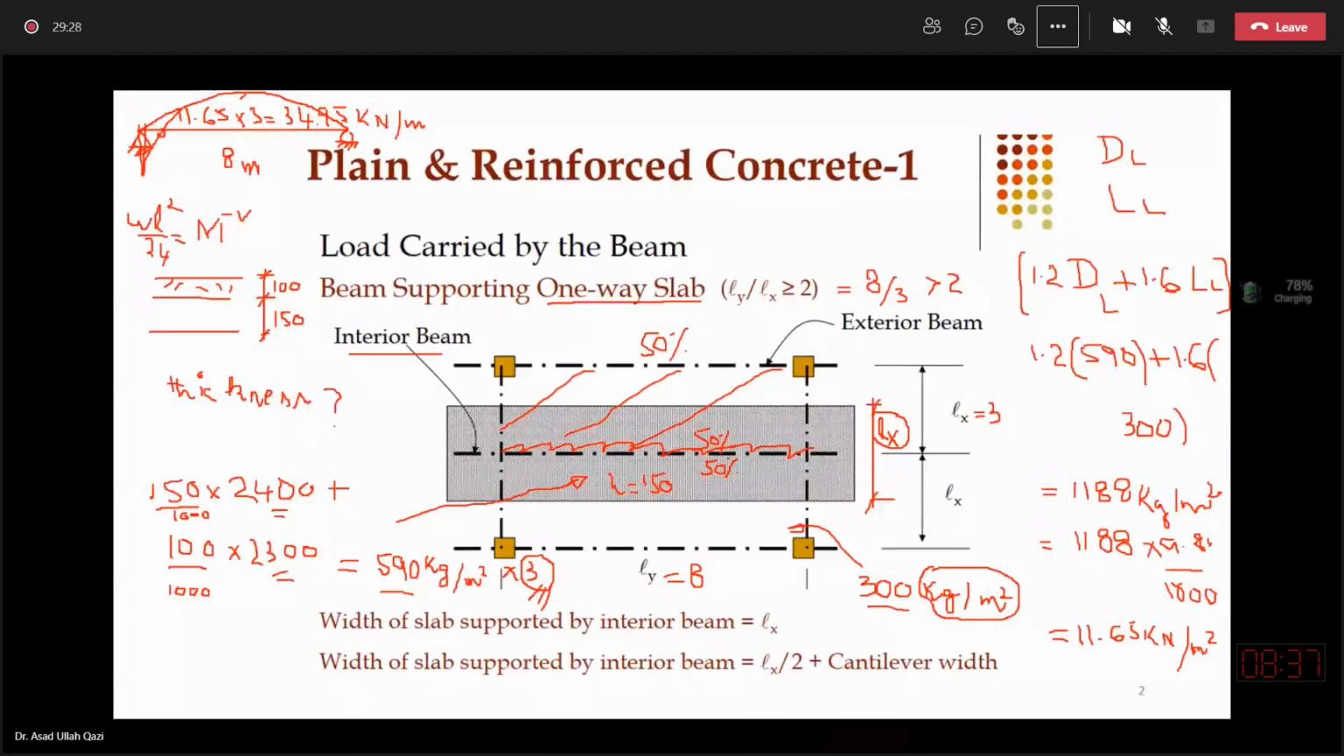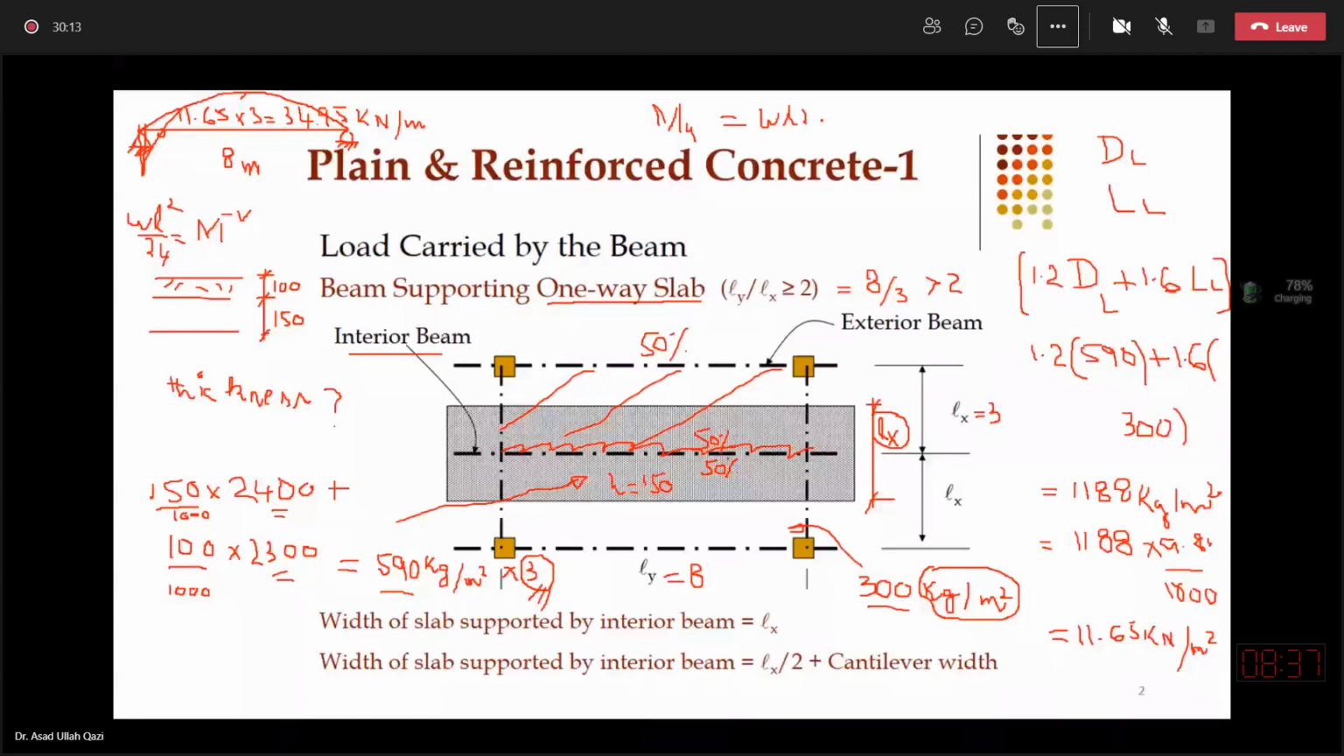So in this way, in the next few lectures we are going to discuss these points, but at the moment you can assume that this single span beam is resting on spandrel beams and moment is released, so they are acting like simply supported. So 34.95 or 35 kilonewton per meter will be used to calculate the mid span maximum moment. And as you are familiar with the simply supported beam moment magnitude, you will use WL square by 8.